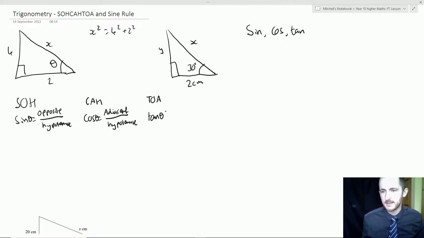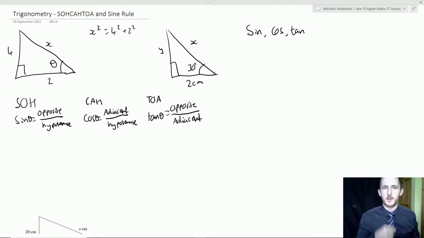The O again stands for opposite, and the A stands for adjacent. So knowing this, you can actually do all trigonometry questions, except for the sine rule and cosine rule, which we'll come on to next week. But we can basically work out a bunch of different stuff from that.